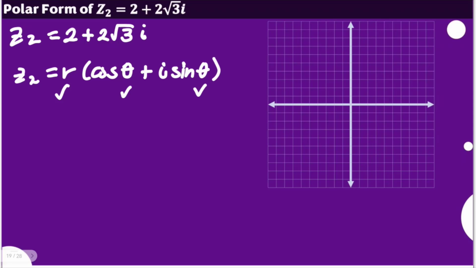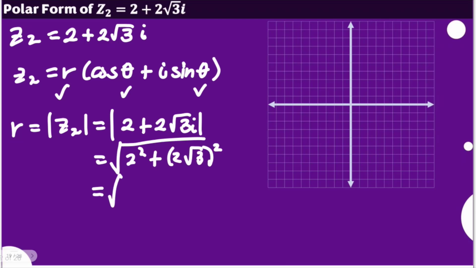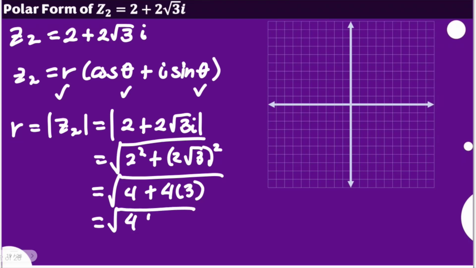Let's start with r. r is actually the modulus of our given complex number. So it's the modulus of 2 plus 2 square root of 3i, and then you will have the square root of 2 squared plus 2 square root of 3 squared. So basically, you simply need to simplify that. That's 4 plus 4 times 3, which gives us 4 plus 12. That's actually square root of 16. So we have 4 as our r.